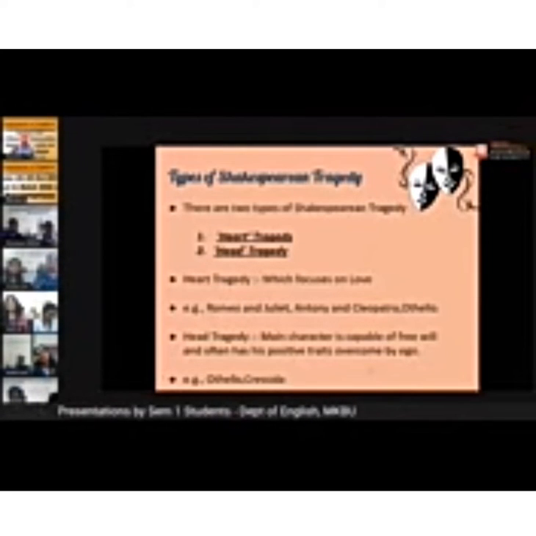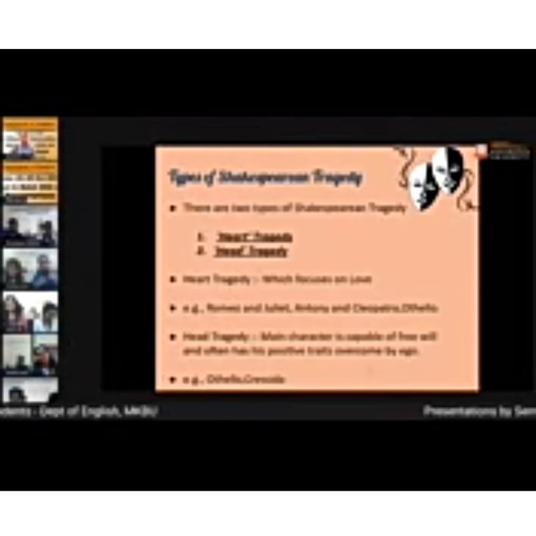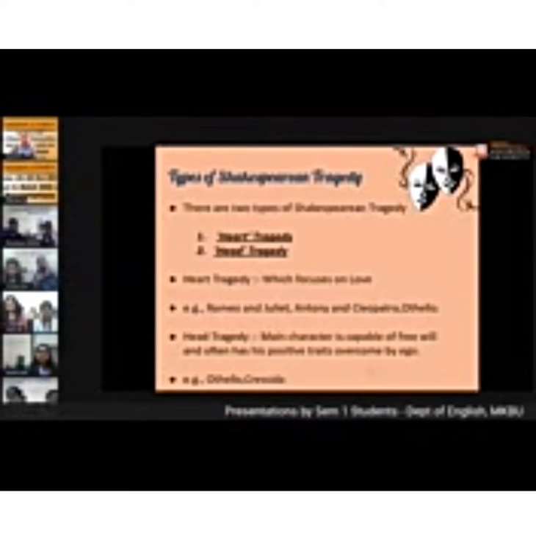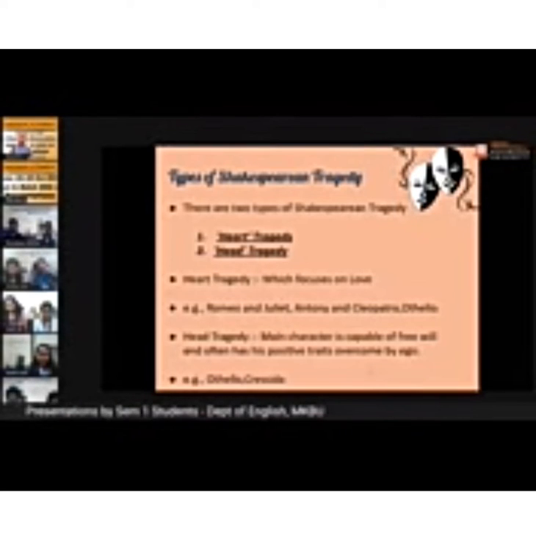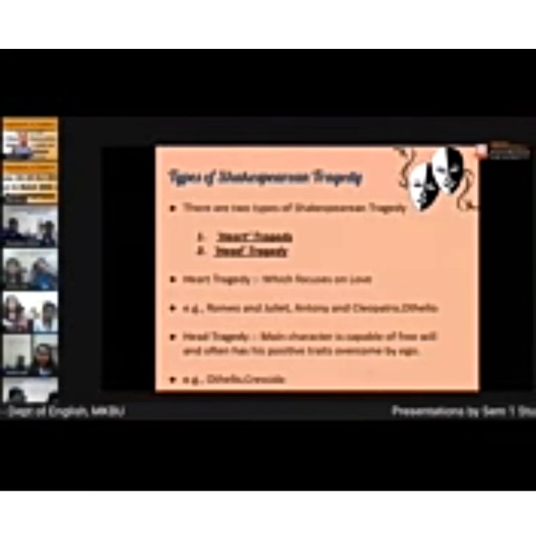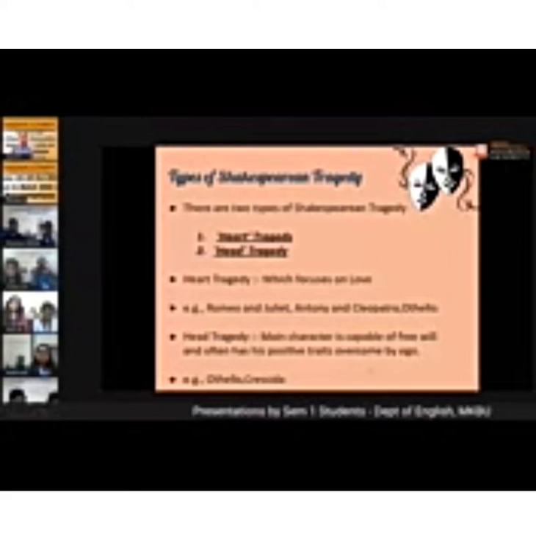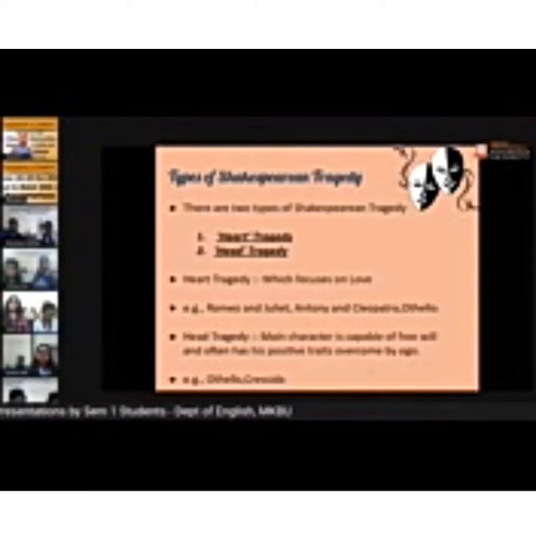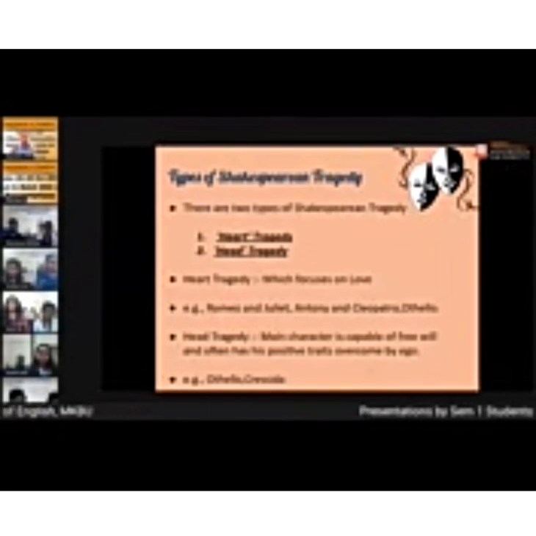Another is the head tragedy. In this tragedy, the character is capable of free will and often has his positive traits overcome by ego. The main character or protagonist, ego, jealousy, and other things are the main themes of the tragedy. Othello and Troilus and Cressida are considered head tragedies.